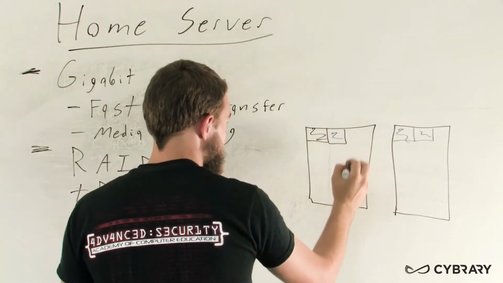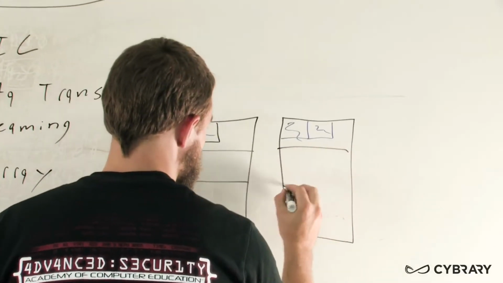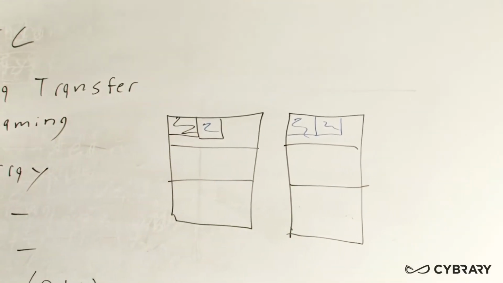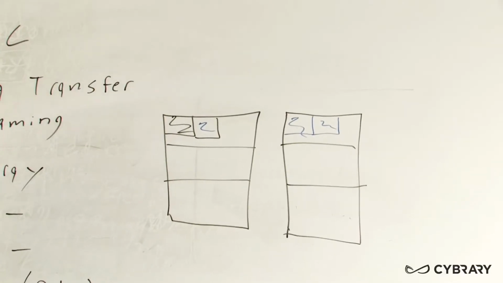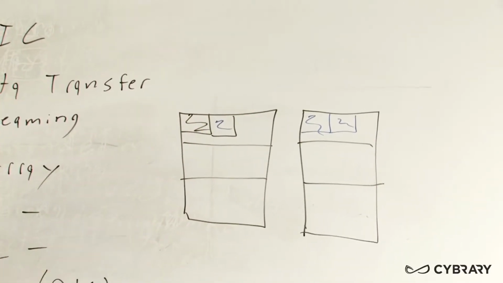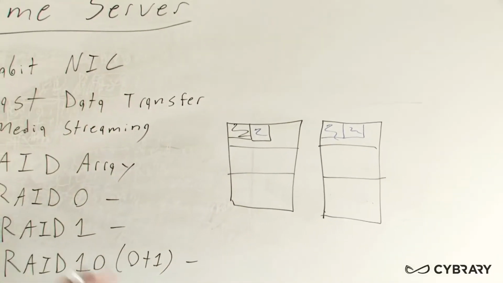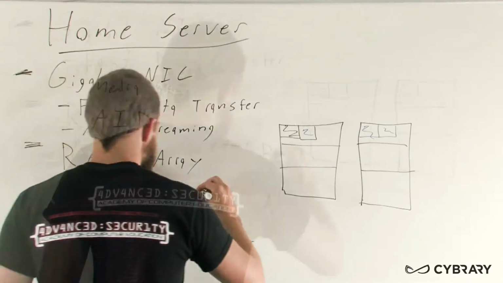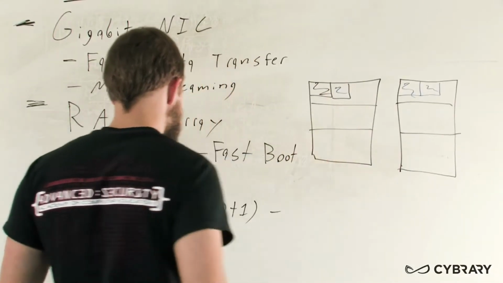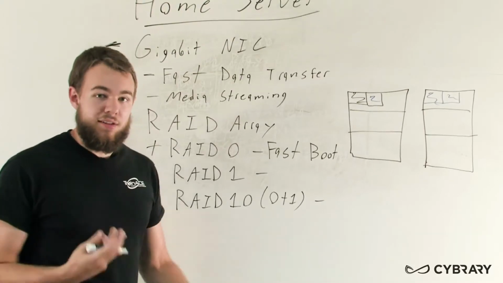So think of these as our 2 different hard disks, and we have our different layers, we have our different platters. And with RAID 0, that's going to be fast, so our faster boot times, because it's just going to stripe across and it's just going to put the information as quick as it can wherever it needs to and read and write from it as fast as possible. So fast boot.